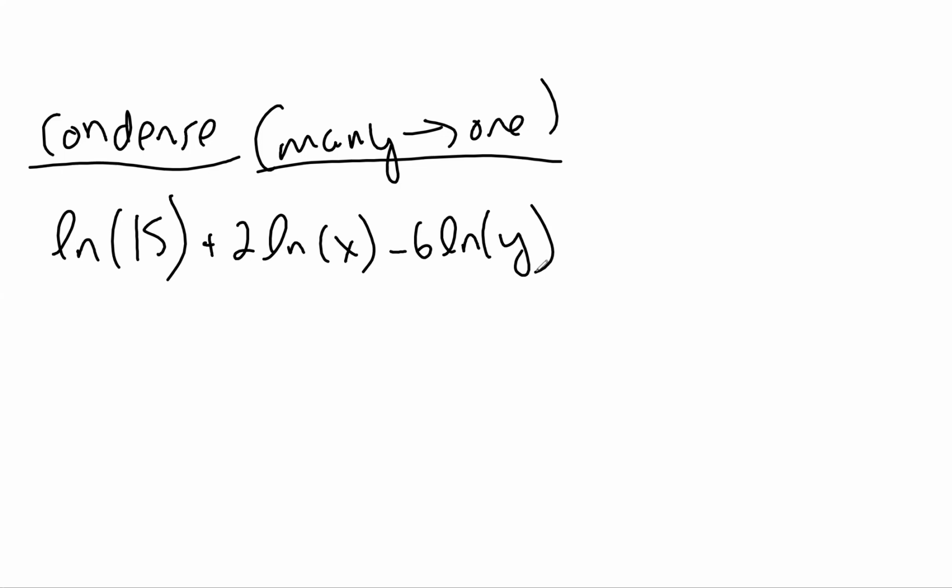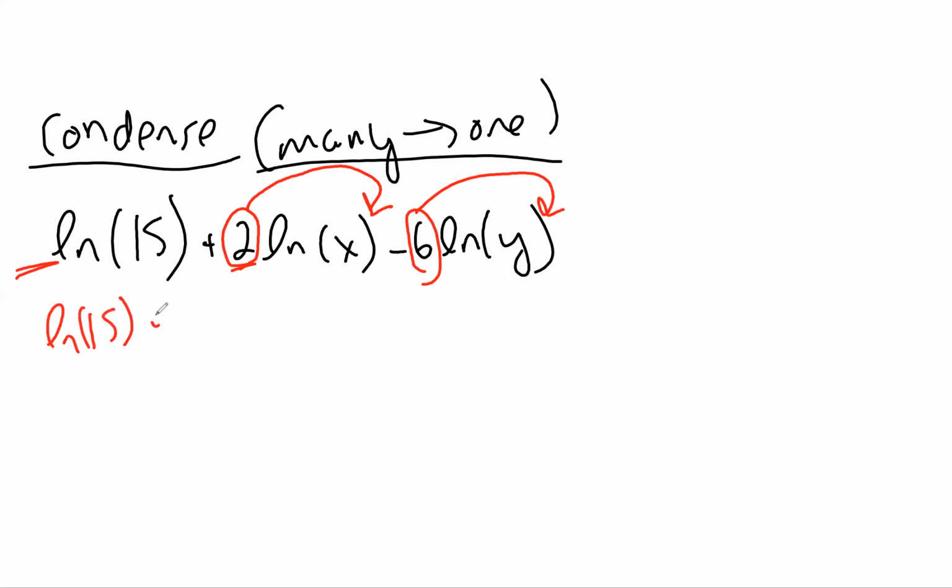And so obviously I have 3 logs, okay, many of them, and I need to condense this so that it becomes 1. And so what I'm going to do is go from left to right. I'm going to look for numbers out front, nothing here. Oh, hey, look, here's a number. Where did that come from? It was an exponent. Hey, look, another number. Where'd that come from? It was an exponent. So the first thing that I'm going to do is pull out any exponent. So this is going to turn into the ln of 15 plus the ln of x squared minus the ln of y to the 6th. Okay, any questions on that?